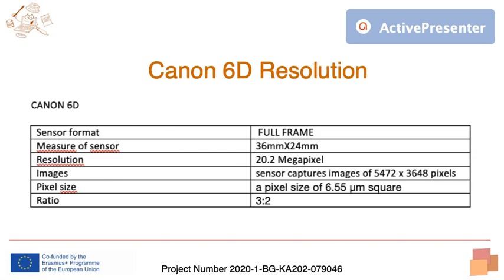Continuing to read the summary sheet, we can see the size of each pixel, a determining factor for the resolution of the image. Each pixel captured by this camera is 6.55 microns large. The aspect ratio of photos taken with this camera will be 3:2.